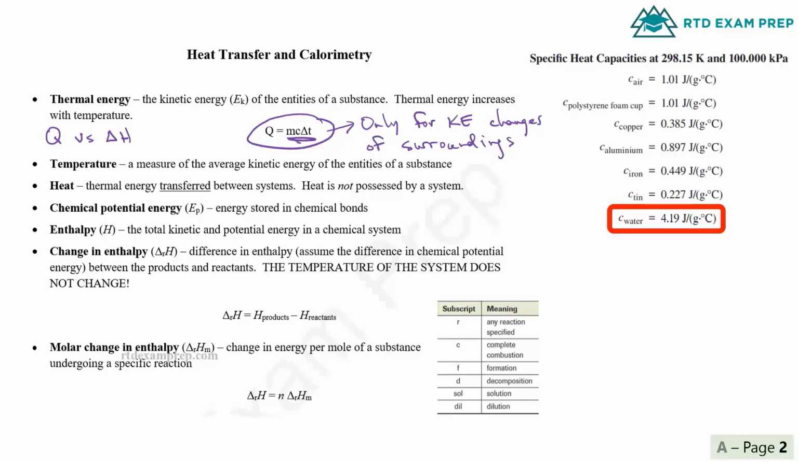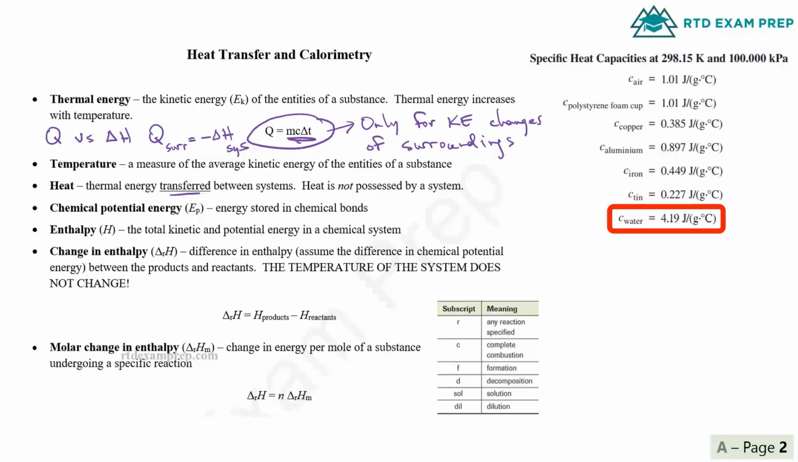And the relationship between the Q that we would measure, so the Q for the surroundings, is equal to the opposite sign of the delta H value for the system. Okay, temperature, what is temperature? Temperature is a measure of the average kinetic energy of the entities of a substance. Heat is the thermal energy transferred between systems, and heat is not possessed by a system.